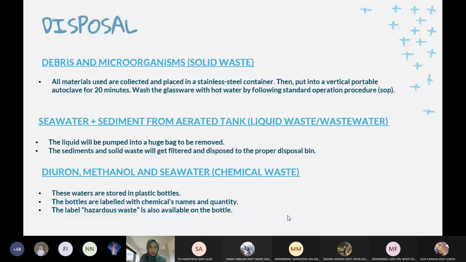In a stainless steel container. They are then put into a vertical portable autoclave for 20 minutes. As for the glassware, they are washed with hot water following the SOP of the laboratory.